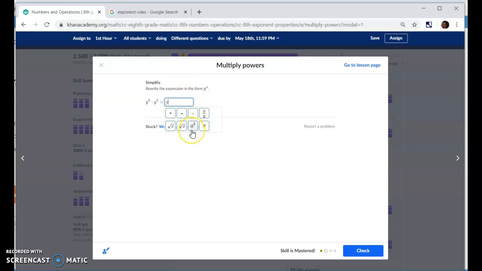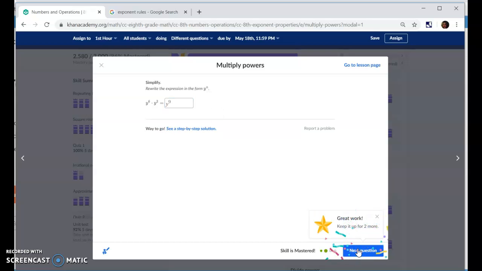So I'm going to go back over here, and I'm going to choose this little button right here, and that's going to give me the exponents. 6 plus 3 is 9. Alright, let's check the answer here. Okay.